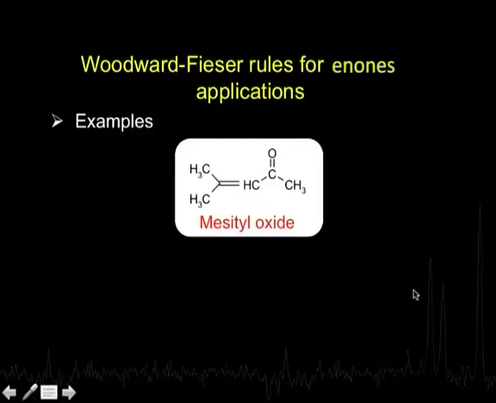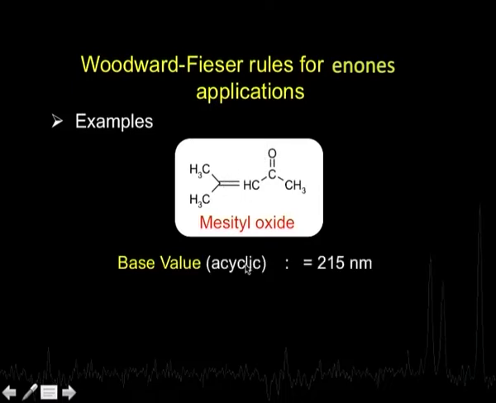Okay, now we are equipped to take up certain examples, the application of these rules. Let's take the first example here. This is a simple molecule, mesityl oxide. In this case, this is my carbonyl and this is the ene. So this is enone, this is my basic chromophore. This is an acyclic chromophore, so the base value happens to be 215 nanometers.